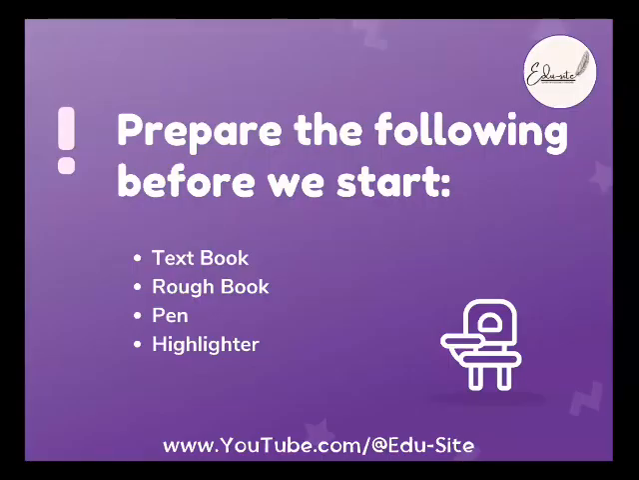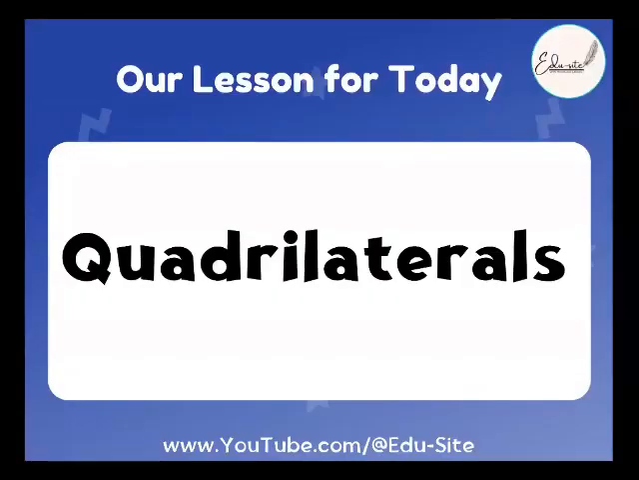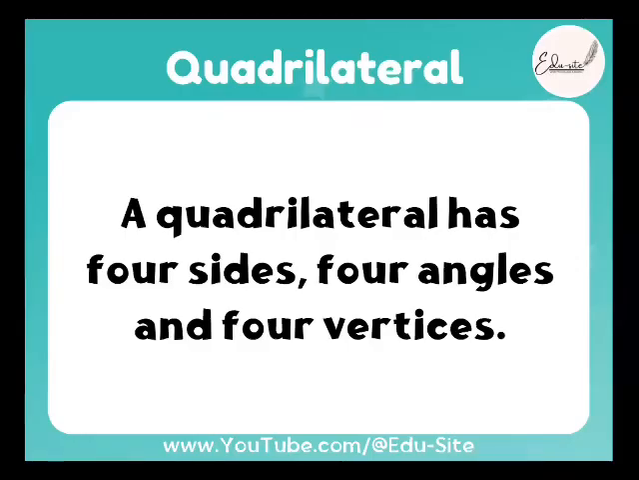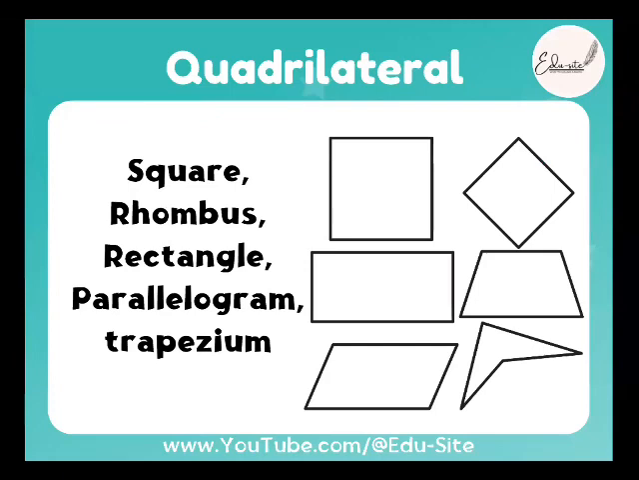Okay, are you ready with your textbook, pen, and a rough book? Laiba? Okay, alhamdulillah. So let's quickly recap what we studied in the previous class. It is nothing but quadrilaterals. A quadrilateral is a figure that has 4 sides, 4 angles, and 4 vertices, right? The examples of quadrilaterals are the square, rhombus, rectangle, parallelogram, and trapezium, right?